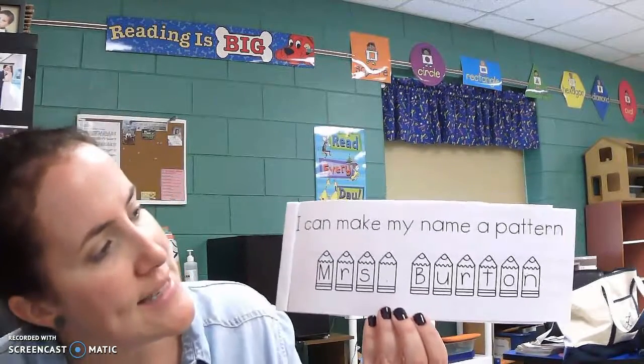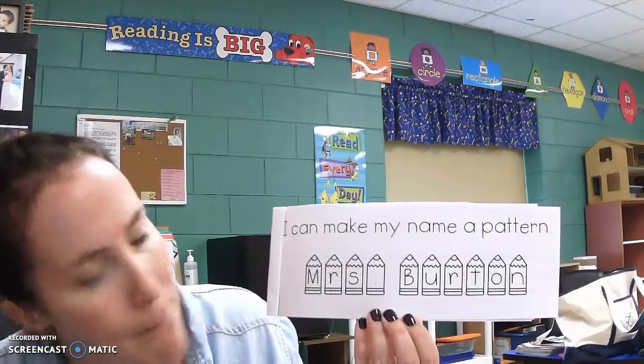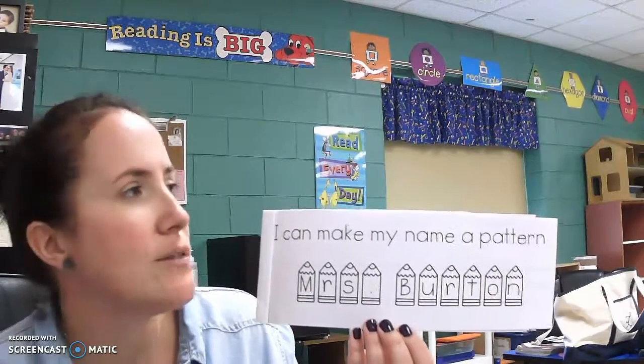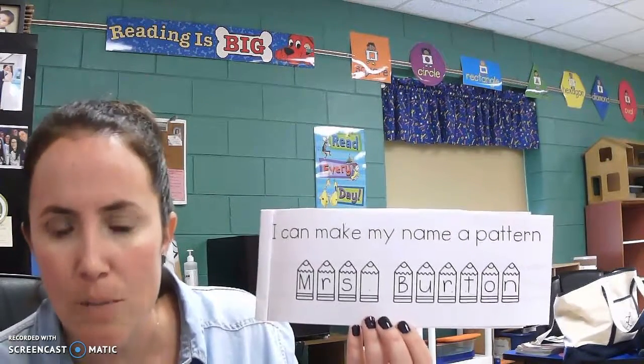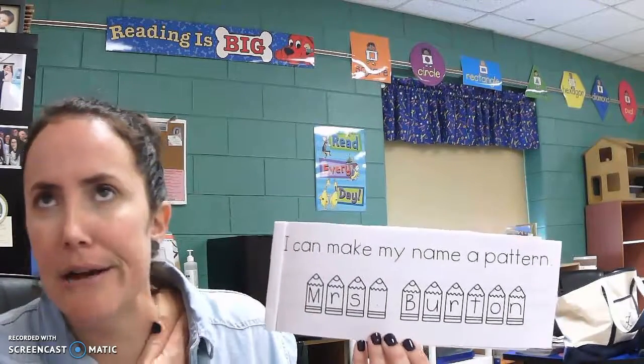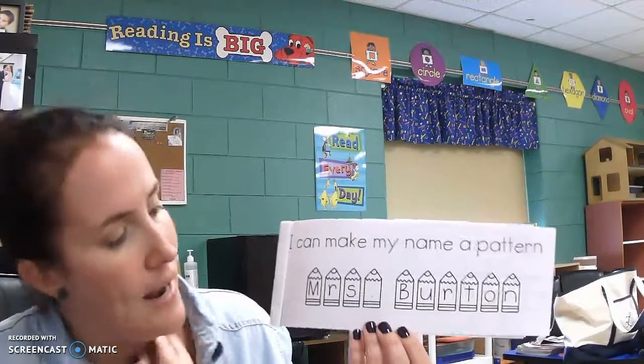It says, I can make my name a pattern. And a pattern is something that repeats itself. Kind of like our pattern on calendar right now is book, apple, book, apple. So we're going to do a pattern of colors. So I might choose the colors blue and red for mine.